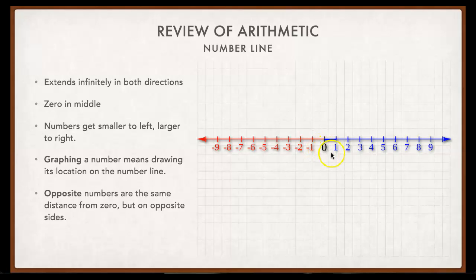When we have two numbers that are opposites, for example 3 and negative 3, those are the same distance from 0, just in opposite directions. So for example, if something were 3 feet away from you, it could be 3 feet away in front of you or 3 feet behind you. Same distance from 0, but opposite directions.